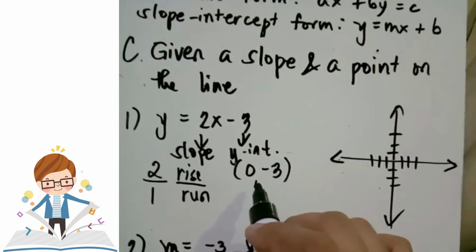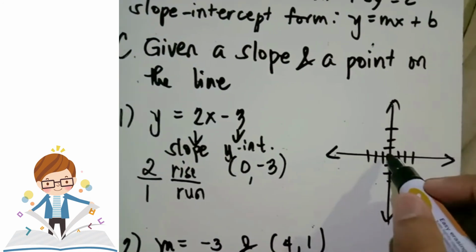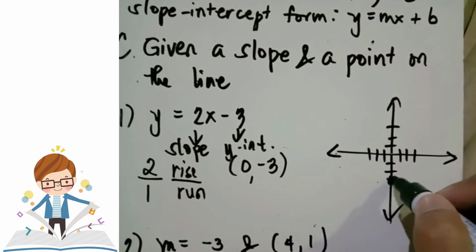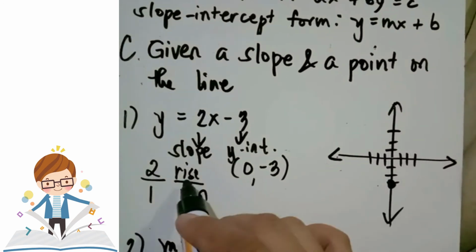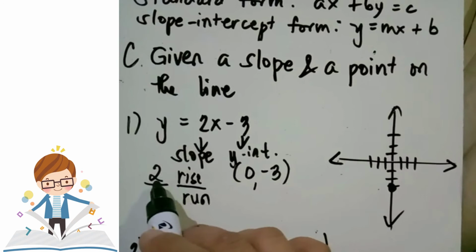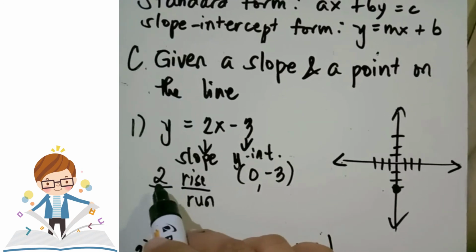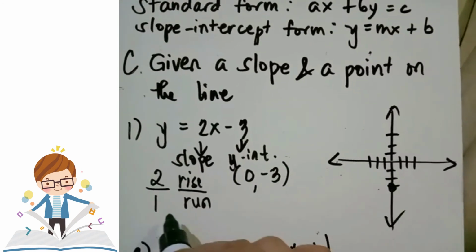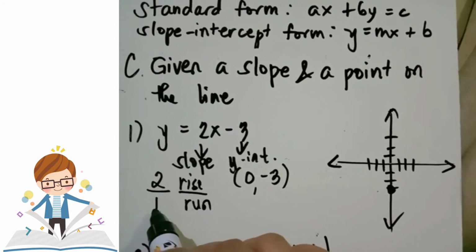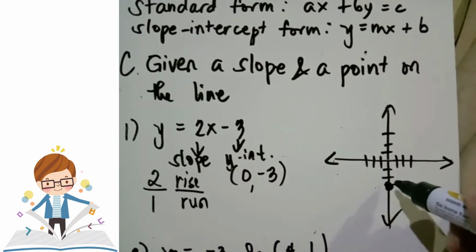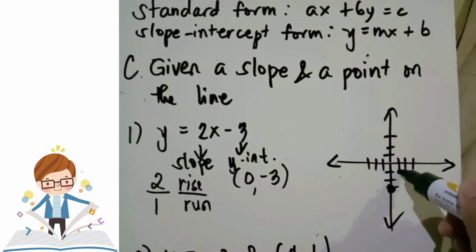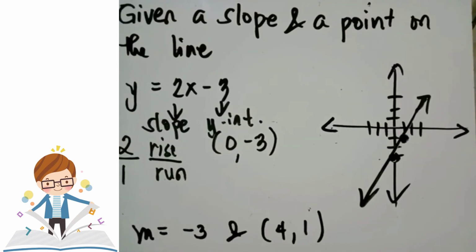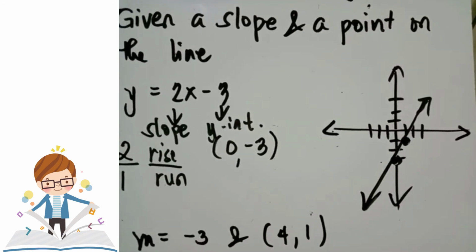So let's plot this one first. 0, negative 3. So you have 0 of the x-axis, then negative 3 going down because it's negative. So 1, 2, 3. Okay, that's our first point. And then we're going to find our second point. The rise is positive 2. So meaning you're going up. From that point, going up 1, 2. And then the run is 1. So you're going to move to the right, positive also. There's your point. And then connect the 2 points. There you have it. So that will be your graph.